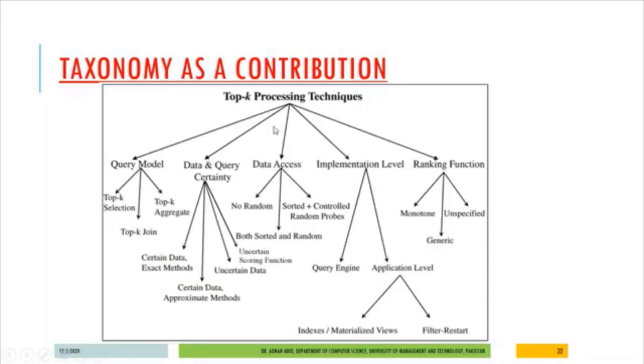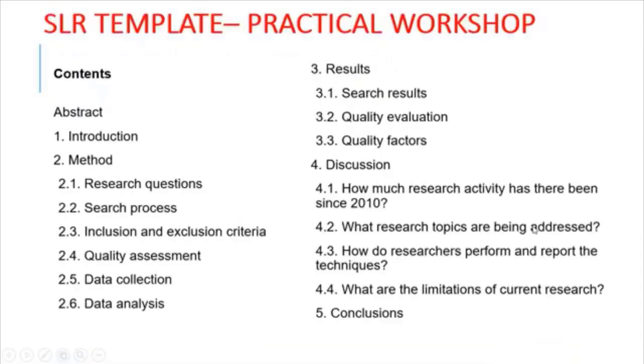So maybe you are working on top K join models with uncertain scoring functions. With uncertain scoring functions, you only found maybe 3 studies or 5 studies. So this can be one area where you can say, okay, there is plenty of room in this area and I want to work on or explore this area.